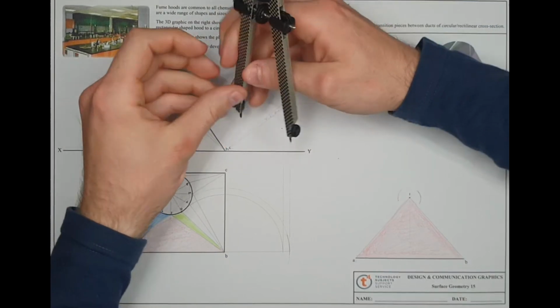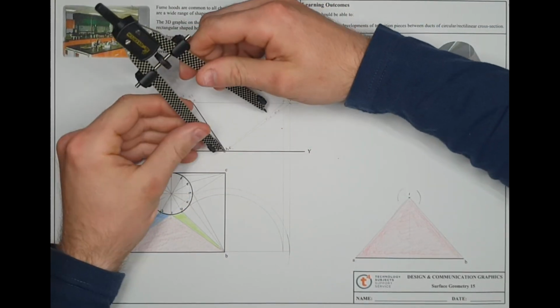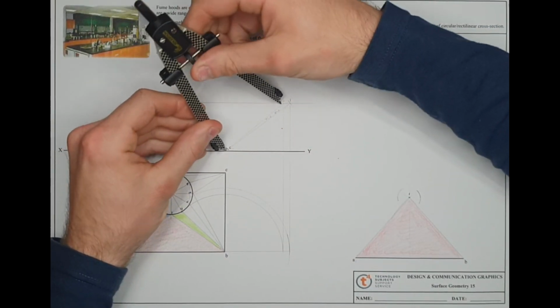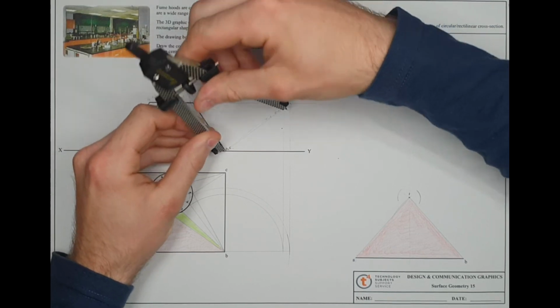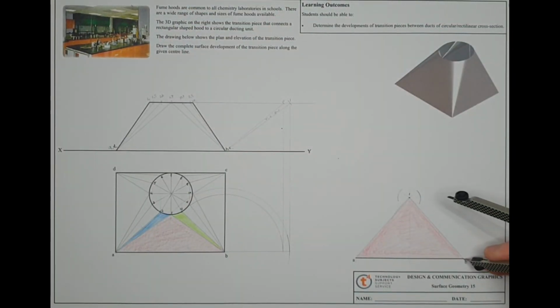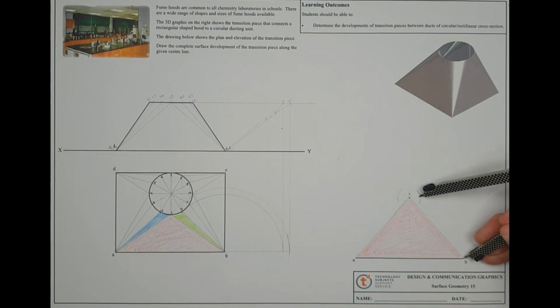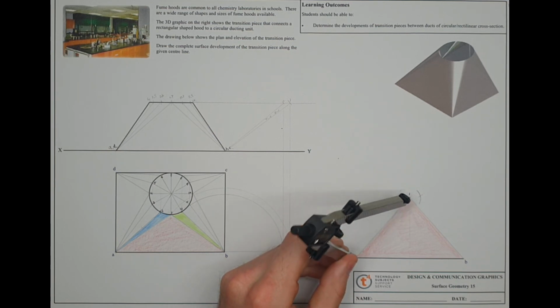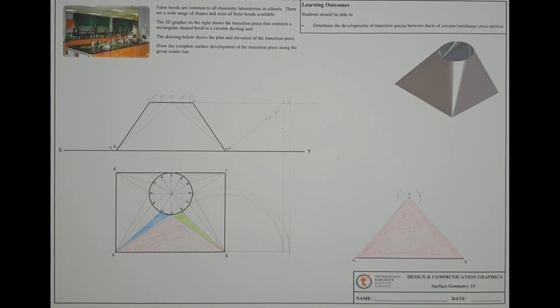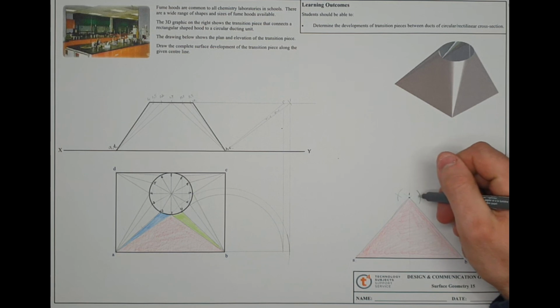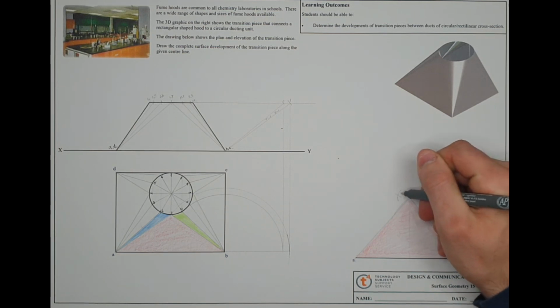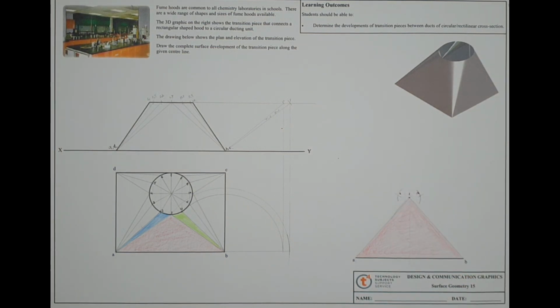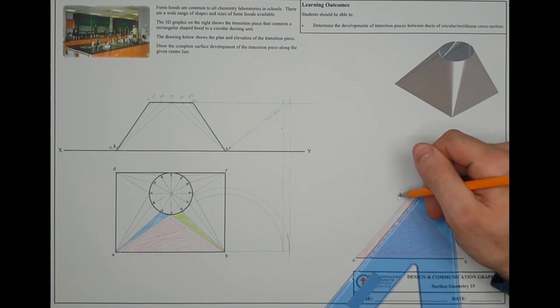I'll take my true length of the line, B12, and I'll swing it from B and hit 12. I also know that it's symmetrical, so B12 is the same as A2. So B goes up there to 12 and A goes up there to 2. So that's 2 surfaces found.